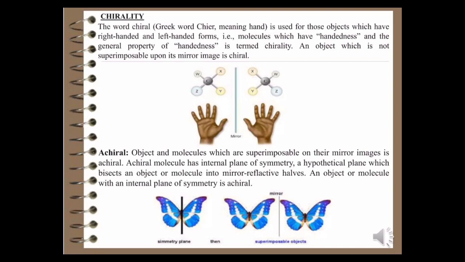Next, I would like to briefly explain chirality and achirality. The word chiral means hand. It is used for those objects which have right-handed and left-handed forms. That is, molecules which have handedness, and the general property of handedness is termed chirality. Simply, chirality means an object is not superimposable upon its mirror image. While achirality means objects and molecules which are superimposable on their mirror images.